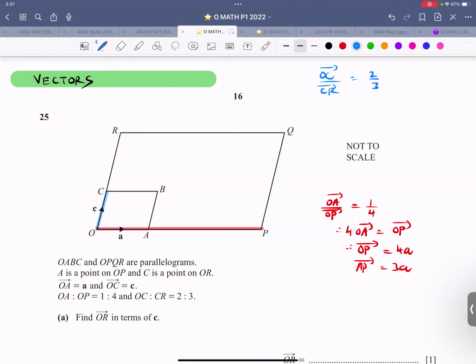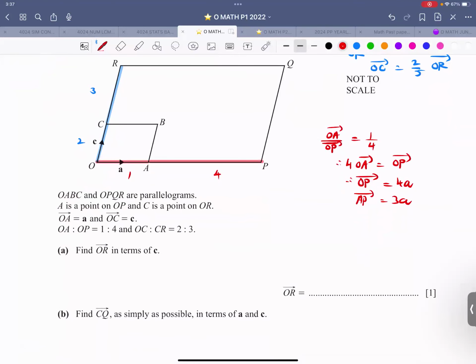So let me write again. OC is to OR is 2:5, or OC is 2/5 of OR. Okay. So now that's all good. The rest of the thing is like this. So this is basically 2, this is 3, this is 1, this is 4. That's the ratio.